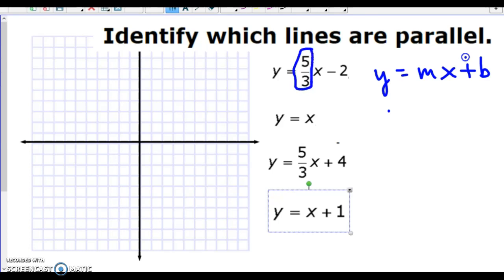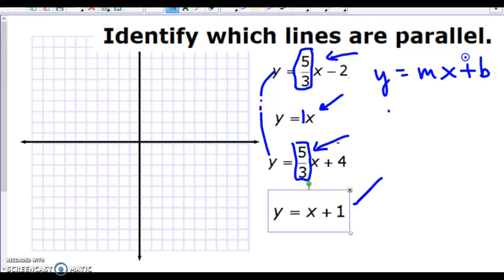So the first line has a slope of 5/3. The second slope, we had this question come up yesterday. What is the slope if there's no value in front of x? That indicates 1. 1x. So our slope is 1. Our slope up here is 5/3. We can see another slope of 5/3. So we can say these two lines are parallel.